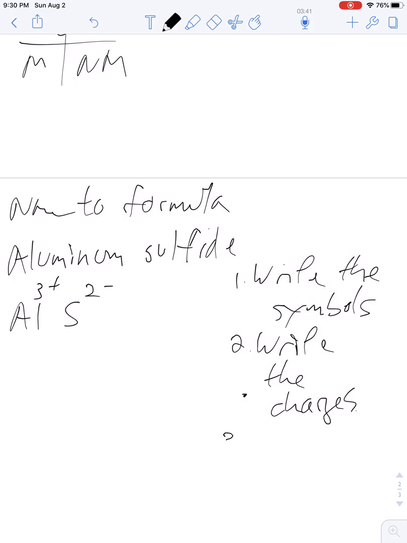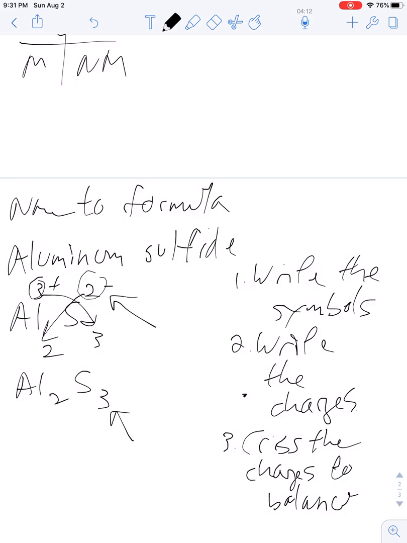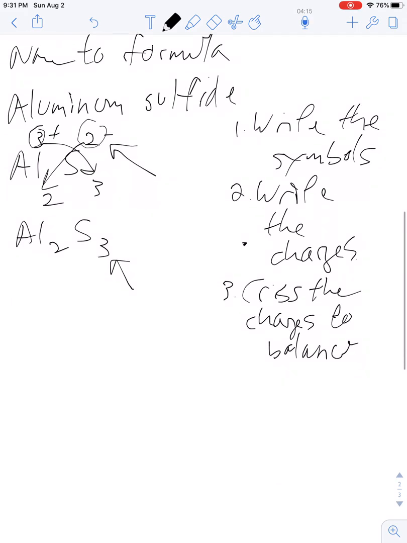So the third thing you do is you crisscross the charges to balance it. So I take the 2, move it there. I don't bring the negative sign over, I just bring the 2 there. And then I bring the 3 over there. So it becomes Al2S3. The bottom number means how many atoms of sulfur you have. So the subscript means how many atoms you have. The superscript means the charge on it. Essentially what you're trying to do is balance the charge out to 0.